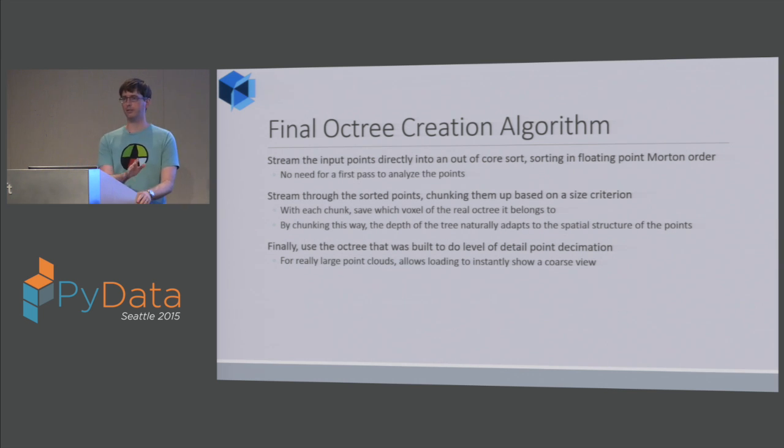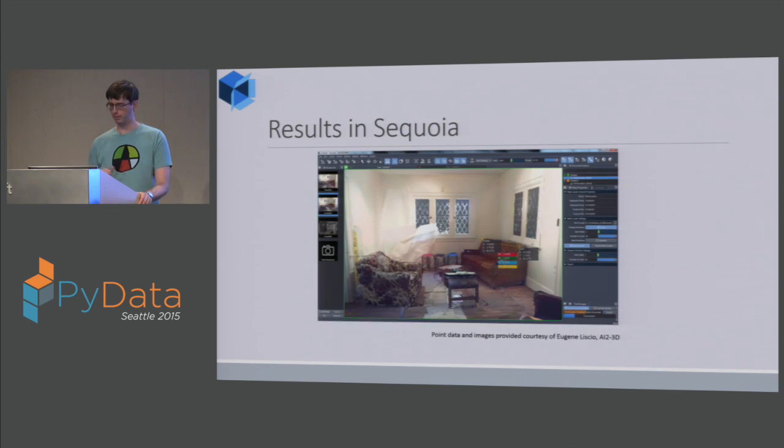There's one more detail that we do that is important, which is that we also go and decimate the points based on some kind of level of detail criteria. I'm not going to go into that in depth, but let's talk a little bit about what our result is.